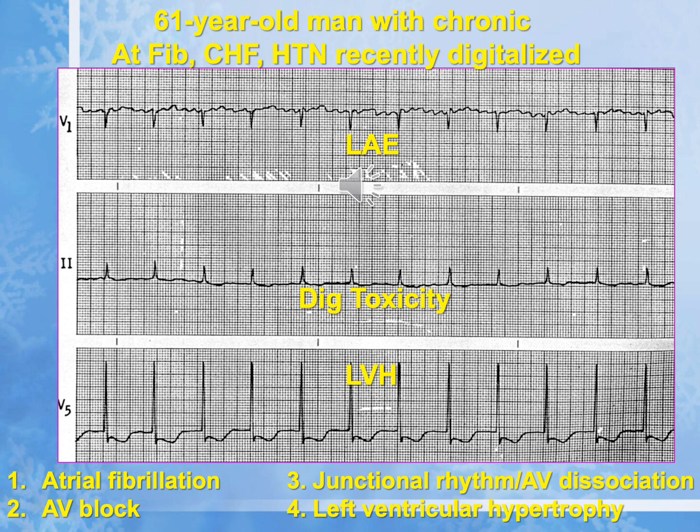These findings of atrial fibrillation with AV block, which is the reason for the normal QRS rate, is an indication of digitalis toxicity, and the high voltage as seen in V5 suggests left ventricular hypertrophy. Of course, the difference in atrial mechanism and ventricular mechanism represents a junctional rhythm with what we call AV dissociation. The AV block most likely is due to digitalis toxicity in a patient who has atrial fibrillation.